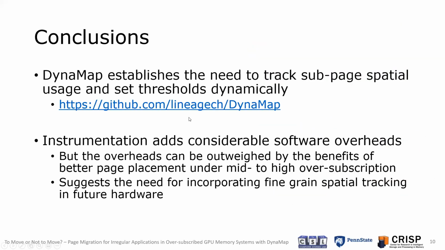So in summary, our proposed solution, DynaMap, establishes the need to track subpage spatial usage and set thresholds dynamically based on the page fault rate. And although software instrumentation would add considerable overheads under light oversubscription, it can be outweighed by the benefit of our page placement strategy under heavy oversubscription. Because current hardware does not have the capability of tracking spatial usage for individual pages, we suggest future hardware can incorporate this for irregular applications under memory oversubscription.